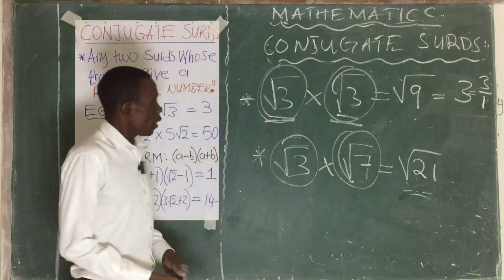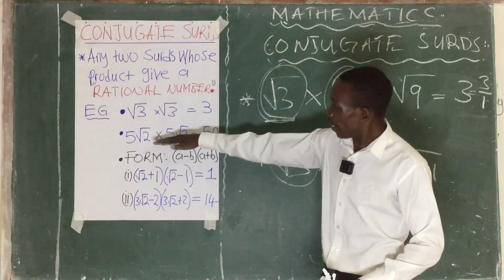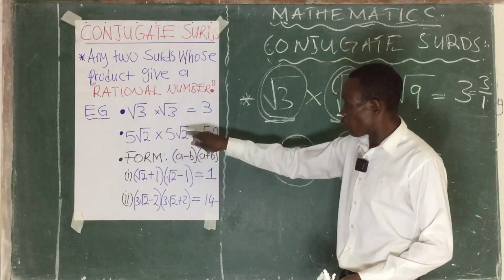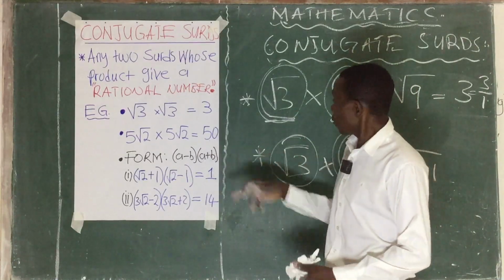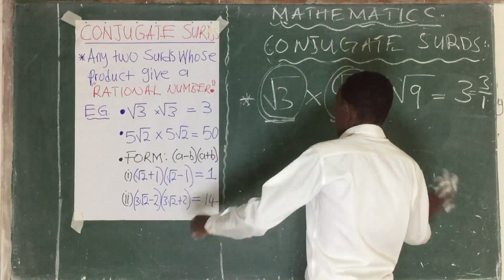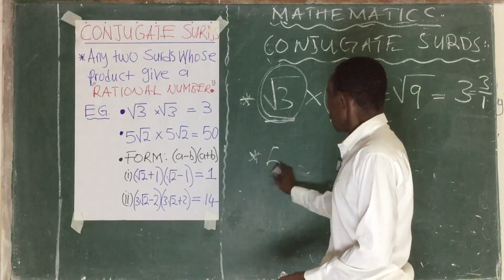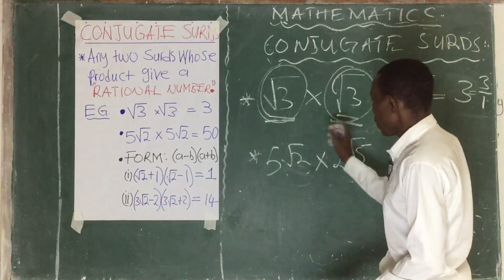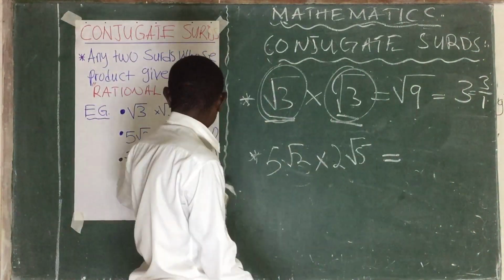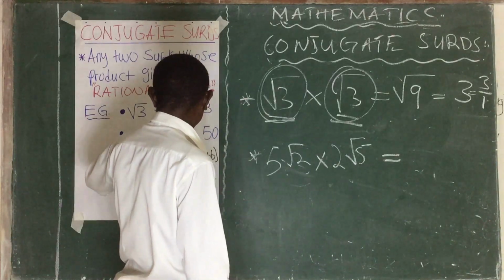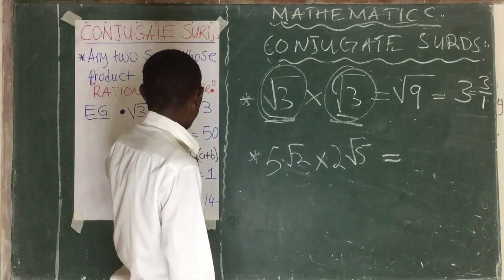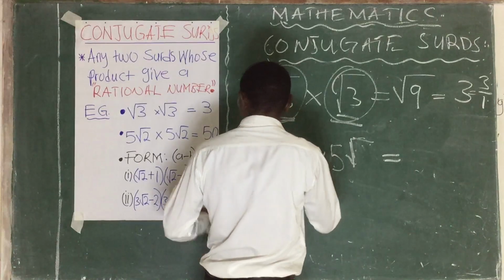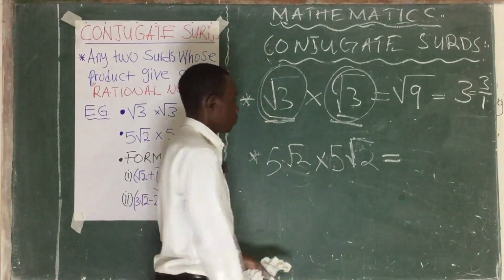Right. So similarly, let's look at the next example here, 5 root of 2 multiplied by 5 root of 2, which gives us 50. This one should be 5 here. Sorry for writing like that. I did the opposite here, but the 2 should be inside like that.